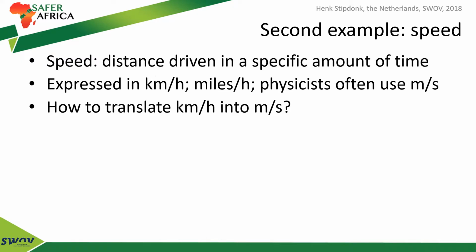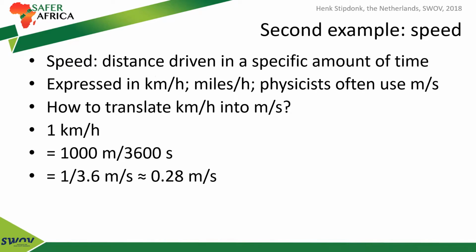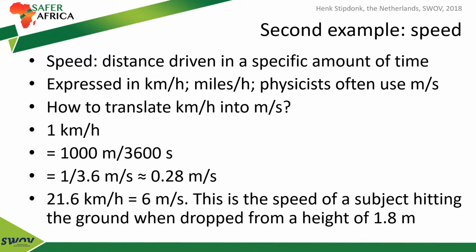Now, to express a speed in kilometers per hour or translate it into meters per second, you can apply the method on the slide. 1 kilometer per hour equals 1000 meters in 3600 seconds, which means that 1 kilometer per hour equals 1 divided by 3.6 meters per second, which equals 0.28 meters per second, which means that, for example, 21.6 kilometer per hour equals 6 meters per second.